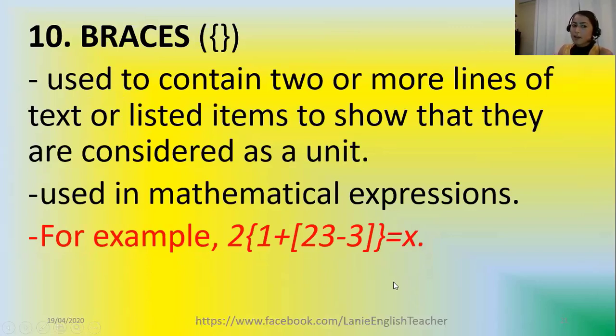Next, we have braces. Braces are used to contain two or more lines of text or listed items to show that they are considered as a unit. In the English language, we seldom use braces. Braces are commonly used in mathematical expressions and in science. For example, this one. For mathematical expressions, we have open brace, 2 times open bracket, 1 plus open parenthesis, 23 minus 3 close parenthesis, close bracket, close brace equals x.